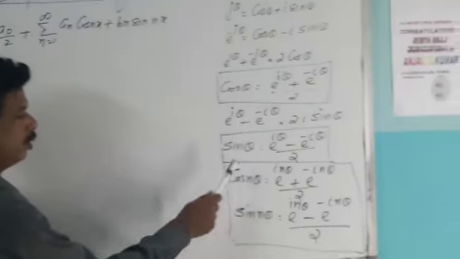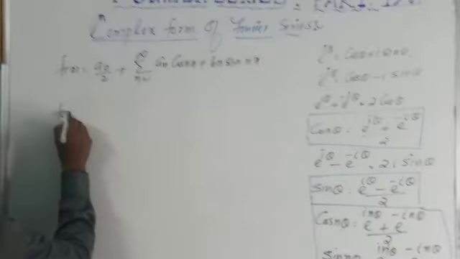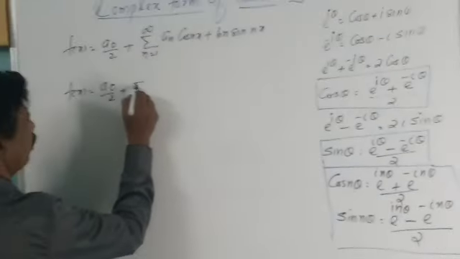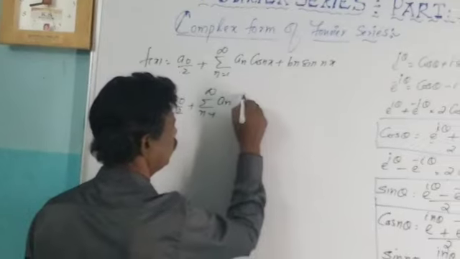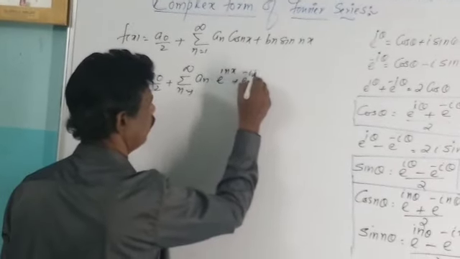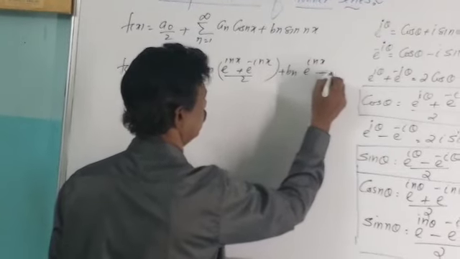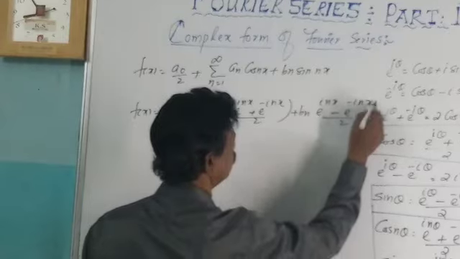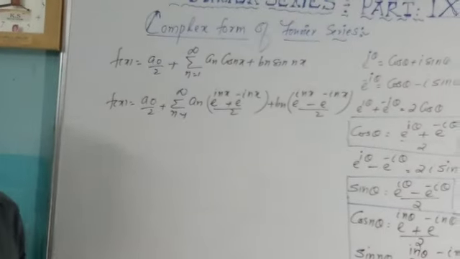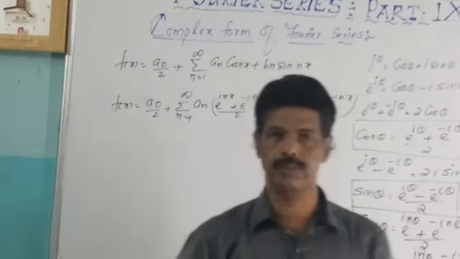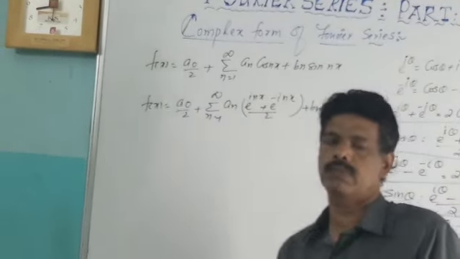Substitute the values of cos n theta and sin n theta in this equation, that is f of x equal to a0 by 2 plus sigma n equal to 1 to infinity of an cos n x, where cos n x means e raised to i n x plus e raised to minus i n x divided by 2, plus bn sin n x, where sin n x is e raised to i n x minus e raised to minus i n x by 2i. Substituting the values of cos n x and sin n x in this equation, we get a series of terms of the form e raised to i n x and e raised to minus i n x. This series is called the complex form of Fourier series.